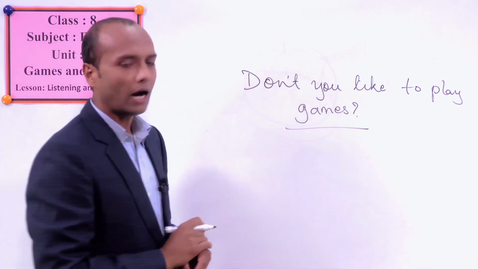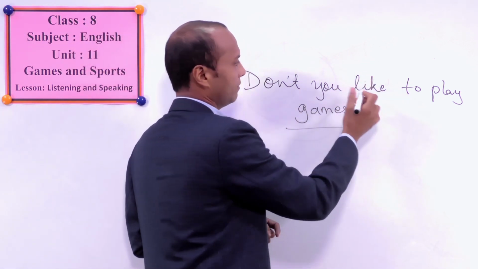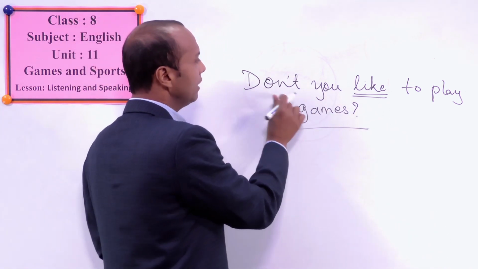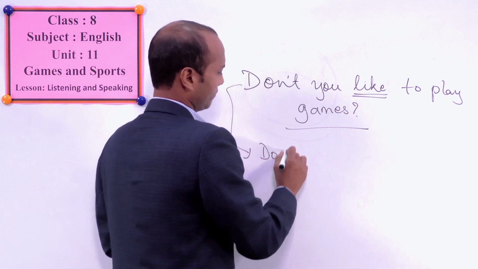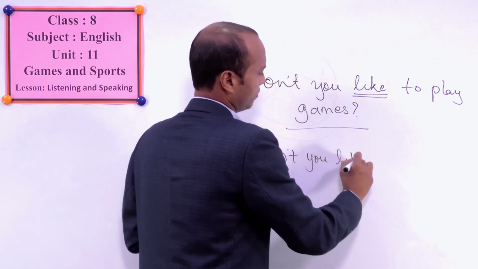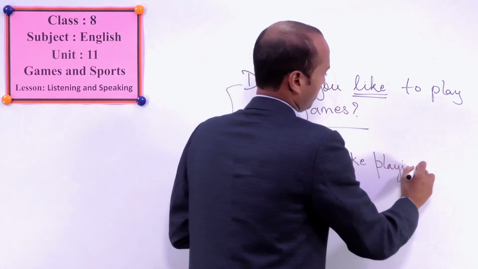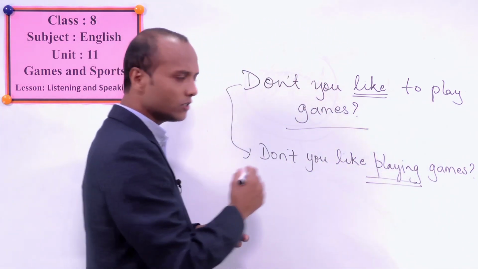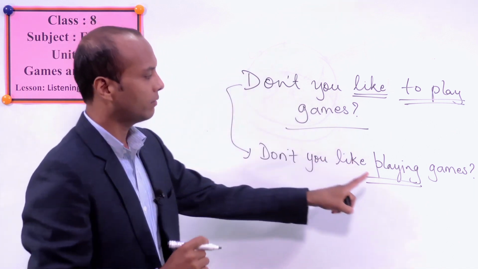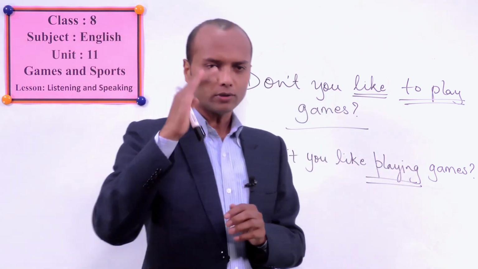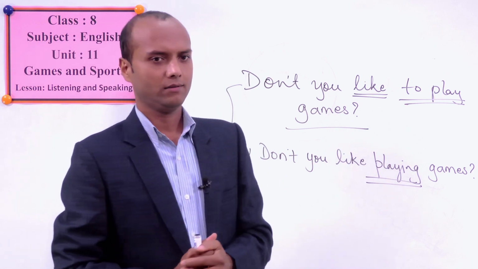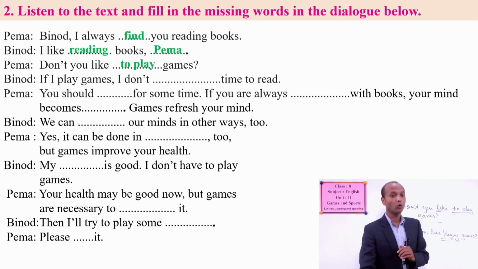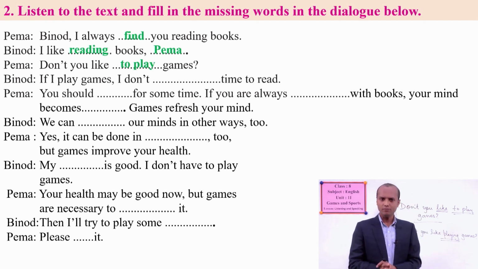Okay. So this is how we can ask questions about people's likes or dislikes. Remember, we'll come to this point later on as well. Now, other ways also there. Don't you like playing games? Okay, look at the verb here. One is to play, another is playing. So these are the two ways that you can use to express or ask people about their likes or dislikes. Okay, remember it.